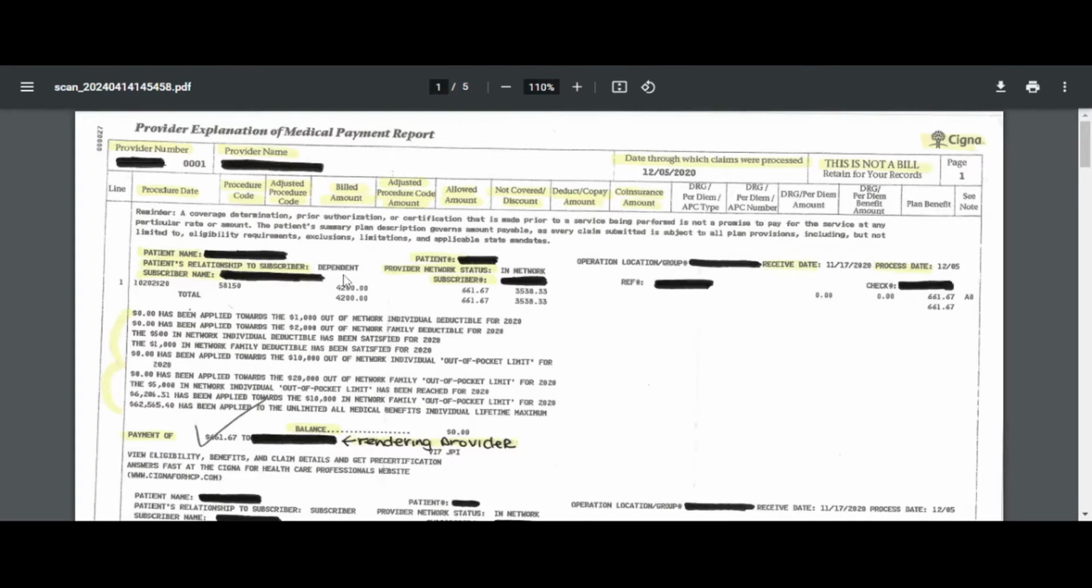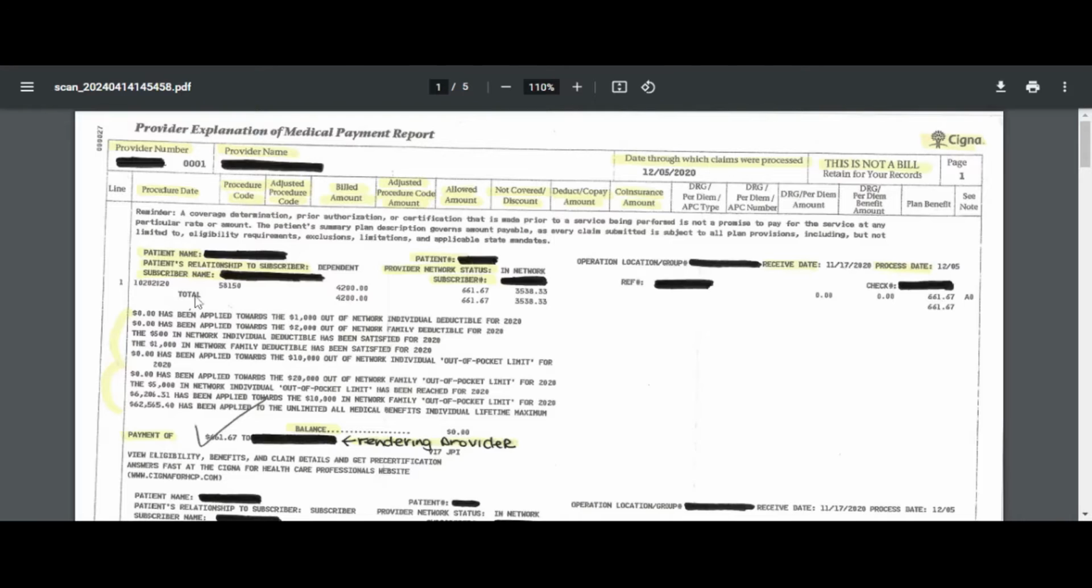In this example, the subscriber and the patient are two different people. That's why it says dependent. You see the provider network status, which is in network. Not all payers put this same information on their remittance advice. Some payers may, some payers may not. And also the terms that they use may be different. So keep that in mind as well.